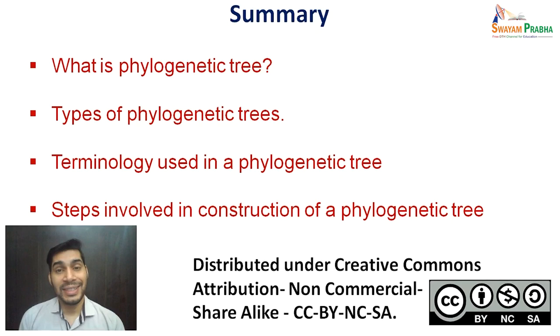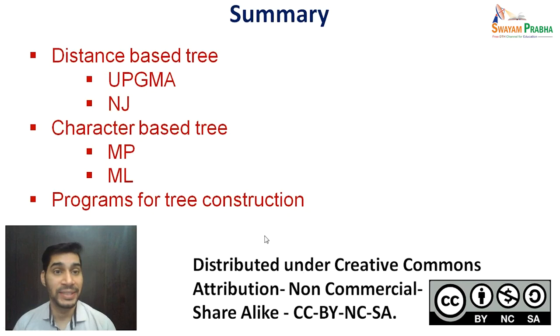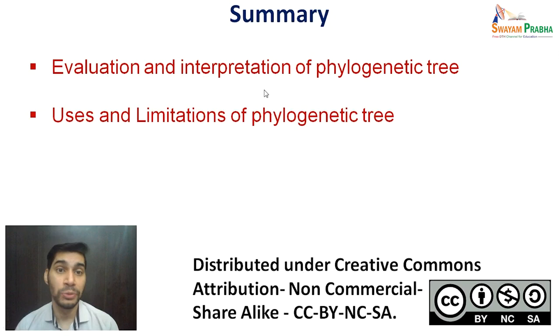Let's move to the summary of what we discussed in today's lecture. We discussed phylogenetic trees and various types of phylogenetic trees: the dendrogram, chronogram, cladogram, phylogram, and so on. We saw the terms used to interpret the trees, and then the steps involved in the construction of a phylogenetic tree. We discussed distance-based trees, under which we saw how we construct a UPGMA-based tree and how neighbor joining constructs a tree, and how character-based trees are made based on maximum parsimony and maximum likelihood. We saw various programs used for construction of trees, evaluation using bootstrap values, interpretation of trees, and finally we talked briefly about various uses and limitations of phylogenetic trees.